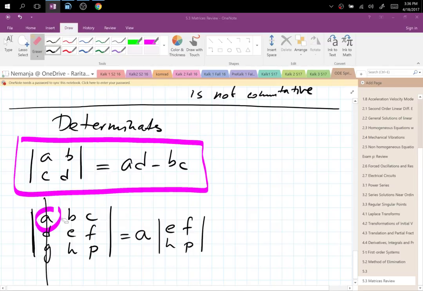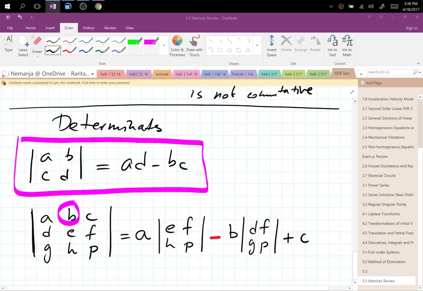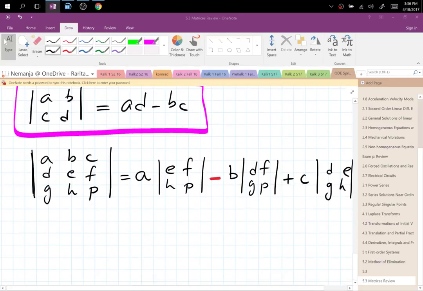Then you will move on one to B. Now this is the one, I usually write this one in blood, the minus sign goes there, and then that's B times the determinant of DFGP, and then plus C times the determinant of DEGH. So we take the determinant of a 3 by 3 matrix and break it over 3 2 by 2 determinants, and then we solve each one of those.